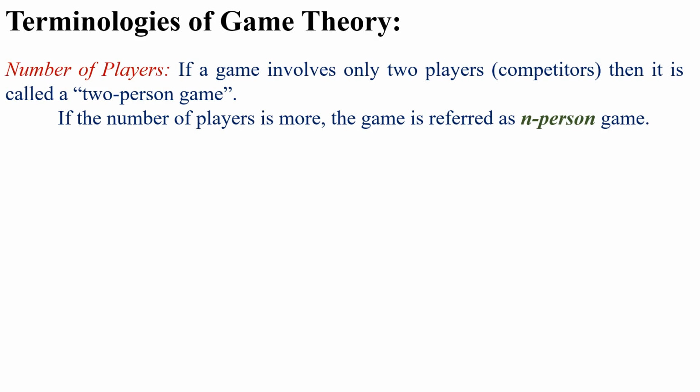Next, we have to see the general terminologies used in game theory. The first one is the number of players. If a game involves only 2 players or only 2 competitors, then it is called a 2-person game. If the number of players is more, the game is referred to as an n-person game.